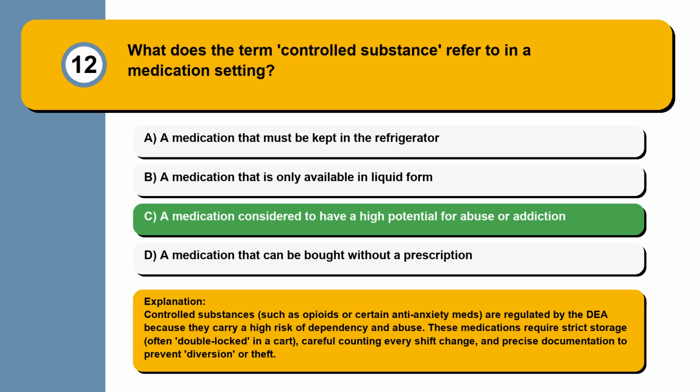Controlled substances, such as opioids or certain anti-anxiety meds, are regulated by the DEA because they carry a high risk of dependency and abuse. These medications require strict storage, often double-locked in a cart, careful counting every shift change, and precise documentation to prevent diversion or theft.